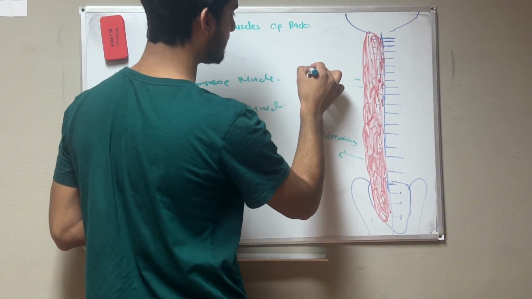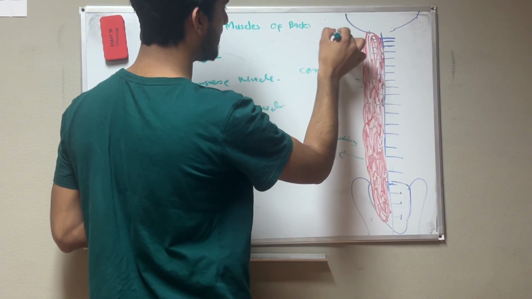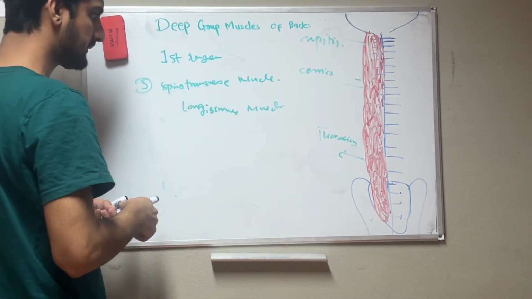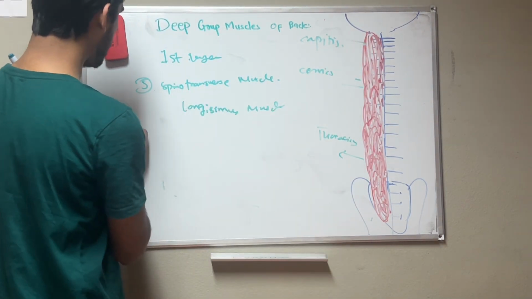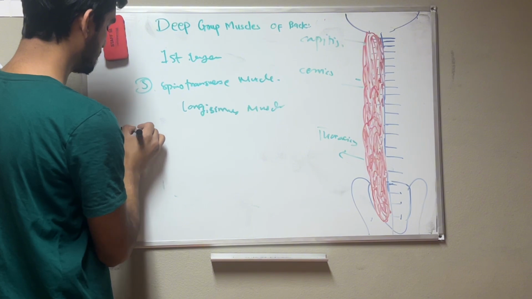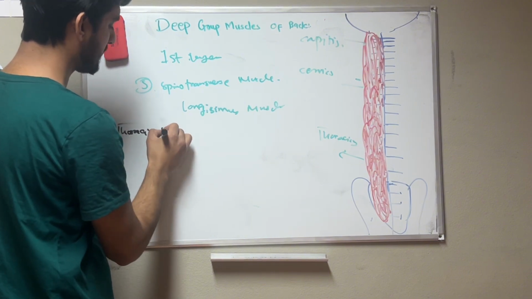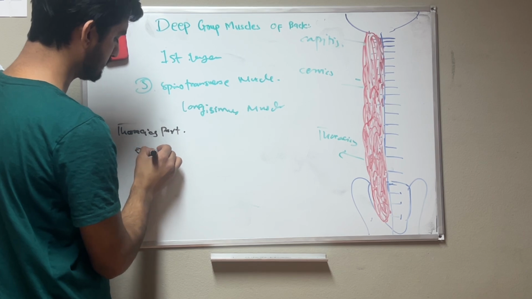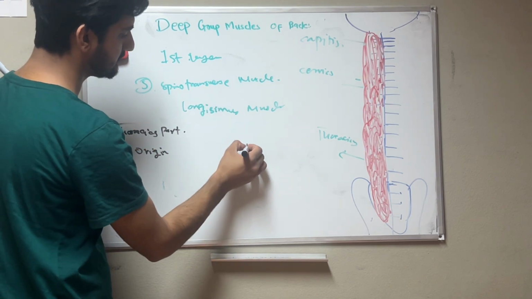This part is cervicus, and this part is capitis. Now, for the thoracicus part, we have origination and insertion.